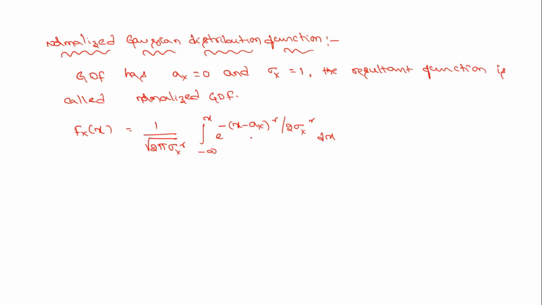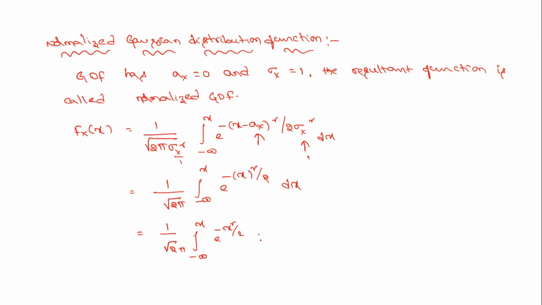Now I'm going to substitute ax is equal to 0 and sigma x is equal to 1. So then what is going to happen here? It will be 1 by root 2 pi, sigma x is equal to 1, and the integral minus infinity to x, e to the power of minus x square by 2 dx, with ax equal to 0. Simply I can write this expression as 1 by root 2 pi integral minus infinity to x e power minus x square by 2 dx.